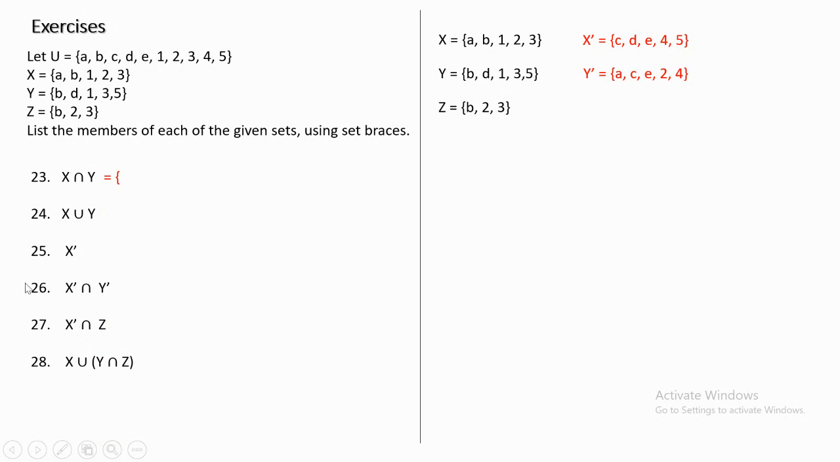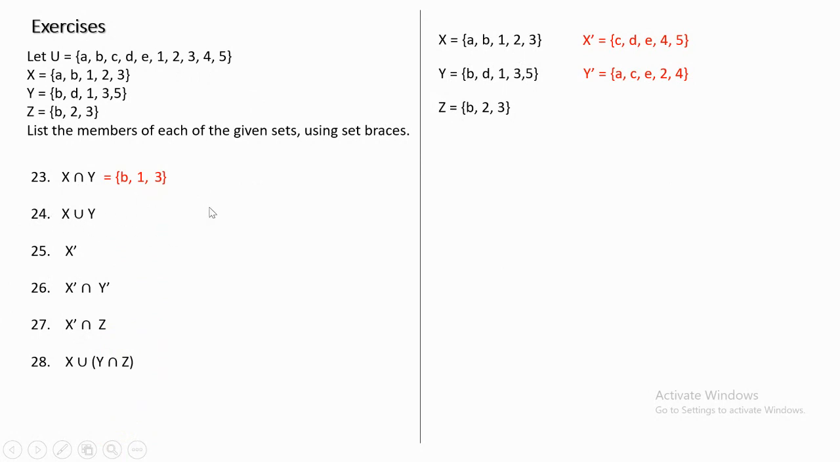So let's start with 23. X intersection Y, or X and Y. What do these two have in common? They have in common a B, they have in common a 1, and they have in common a 3. And that's it, right? So that's my X intersect Y.